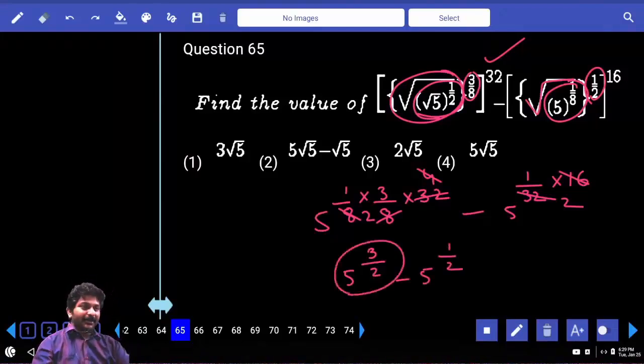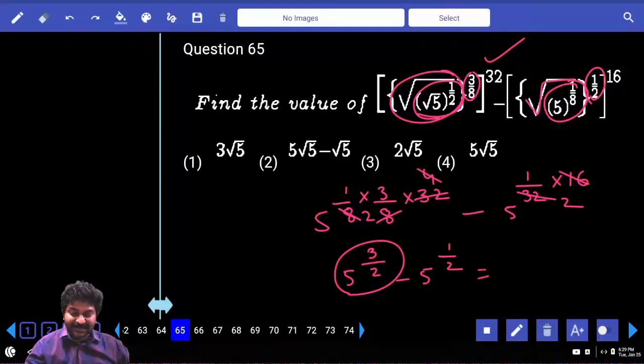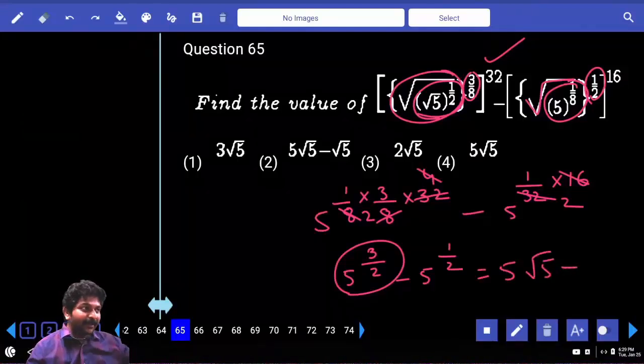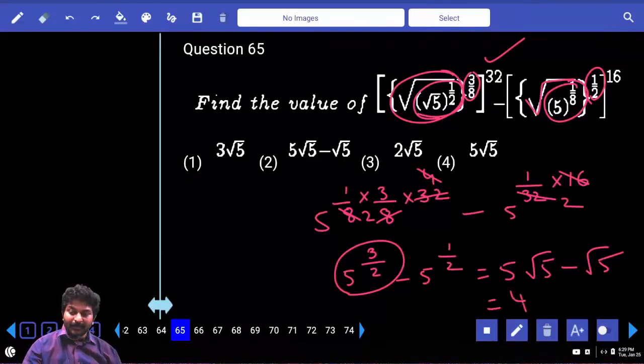5 power 3 by 2 in the sense, can I write it as 5 into 5 power 1 by 2? 5 power 1 by 2 in the sense, that is equal to 5 root 5 minus 5 power 1 by 2, that is root 5. Simplified form, 4 root 5.